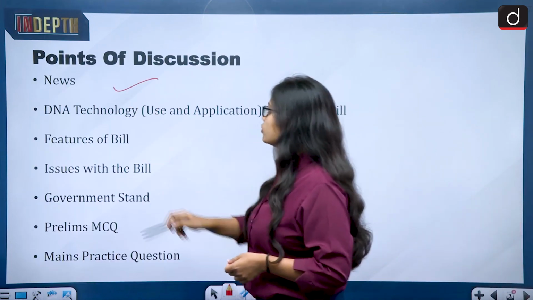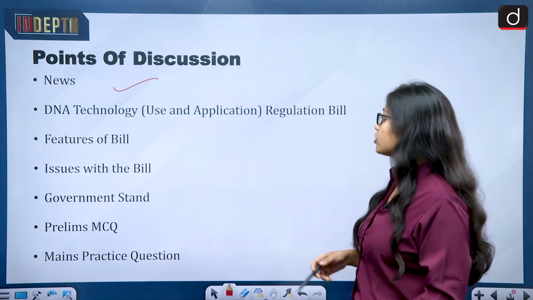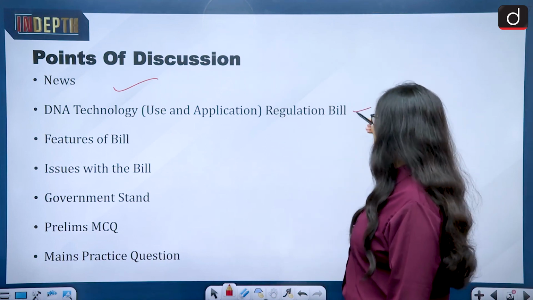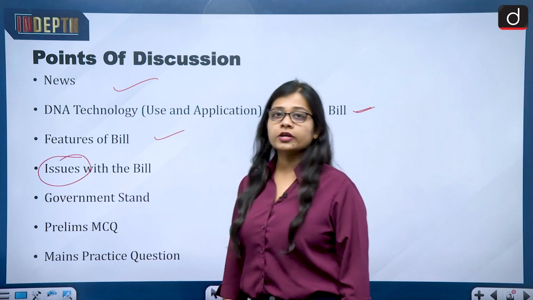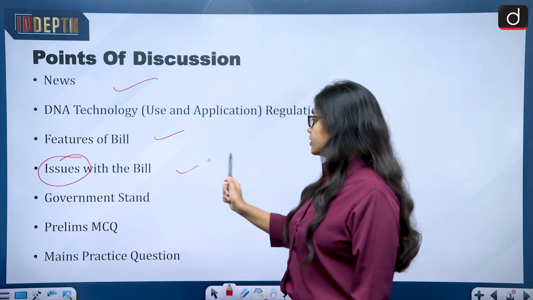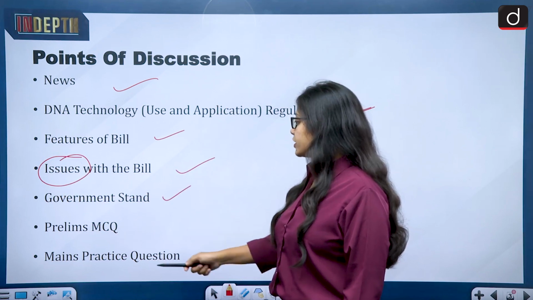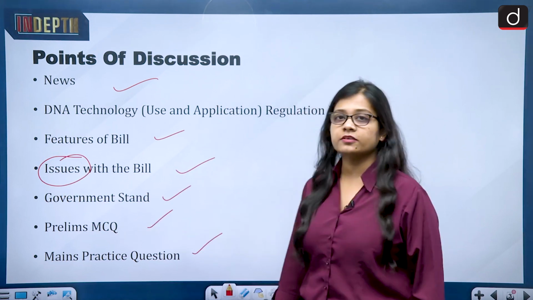First we'll be looking at the news, then at what the DNA Technology Use and Application Regulation Bill is, what its features are, and what the issues related to it are because of which it has been withdrawn. Then what is the government's stand on it? In the end, prelims MCQ and mains practice question.